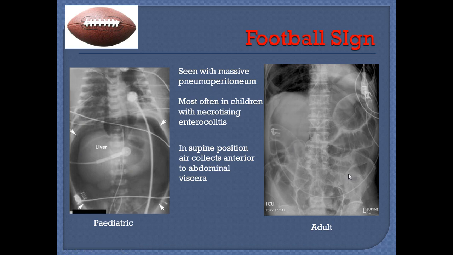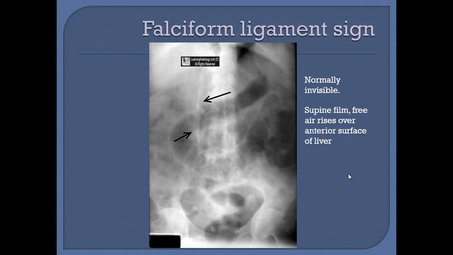In the supine position, air collects anterior to the abdominal viscera. Then falciform ligament sign. You can see this thing. It is normally invisible, but in a supine film, free air rises over the anterior surface of the liver, and you can see this sign.